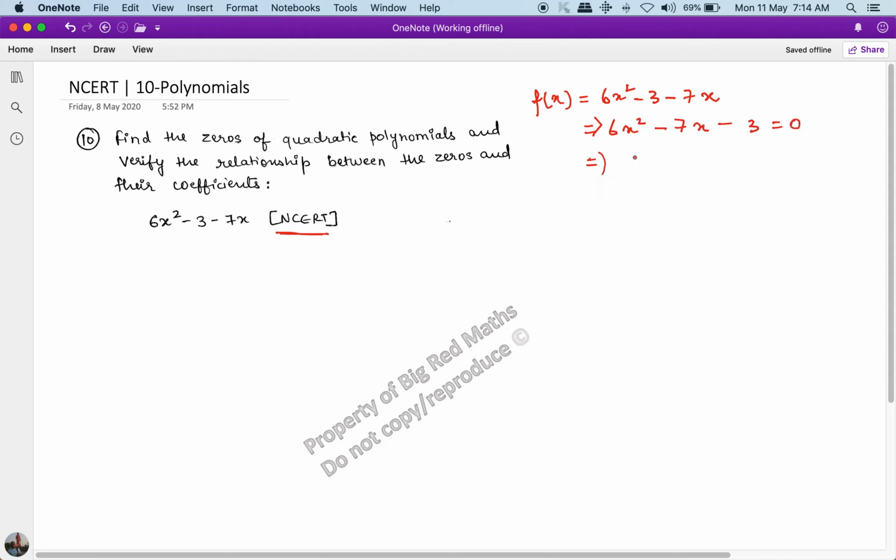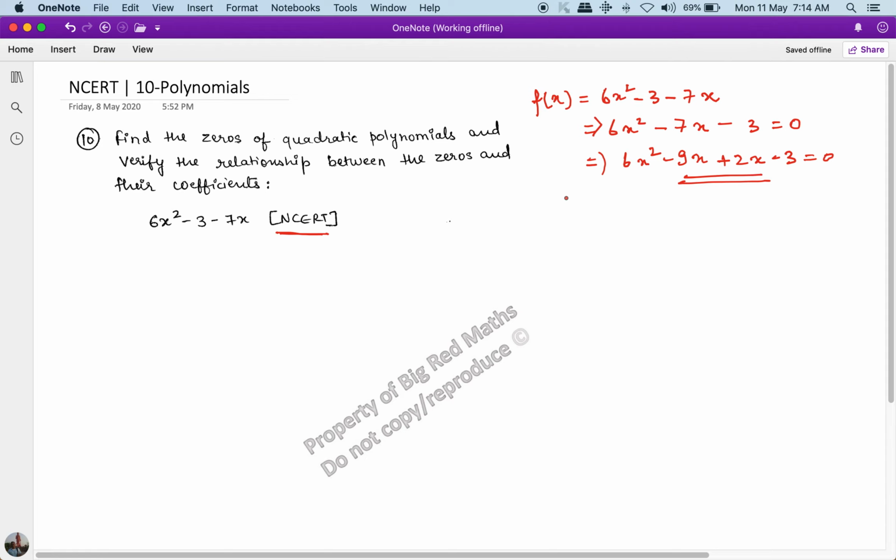If this is equal to 0, then it will be 6x squared minus 9x plus 2x minus 3 equal to 0. If you don't understand how and why I broke it in exactly these two terms, that means you are weak in factorization. I will urge you to go back and watch the entire playlist of the factorization series. The link to that playlist is also down there in the description.